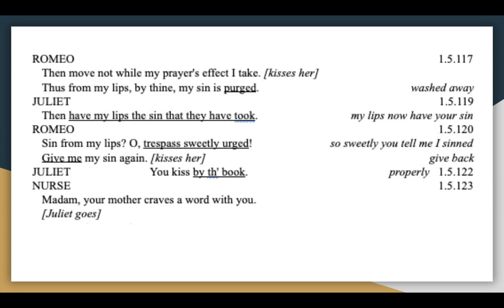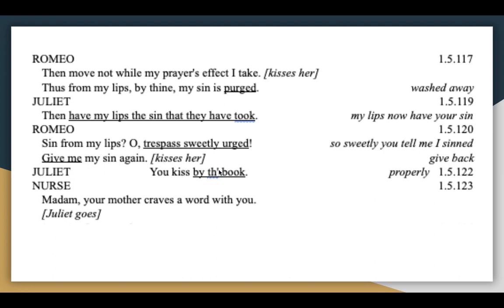So then Romeo says, thus from my lips, by thine, my sin is purged. So I kissed you, and my sin from my lips has been washed away. Juliet says, then have my lips the sin that they have took. So by kissing you, have my lips now got your sin on them? He says, sin from my lips? O trespass sweetly urged! Give me my sin again. So it's like, oh sorry, let me kiss you again, and I'll take my sin back.